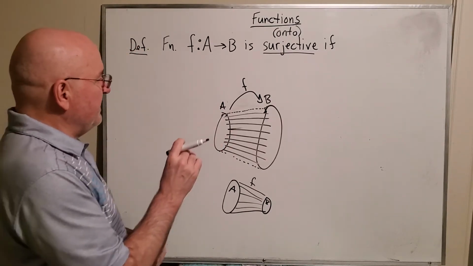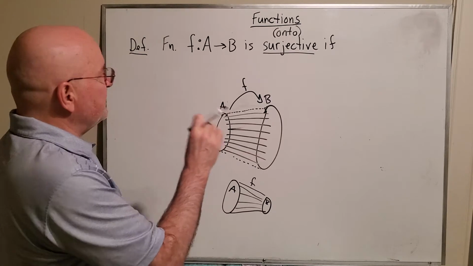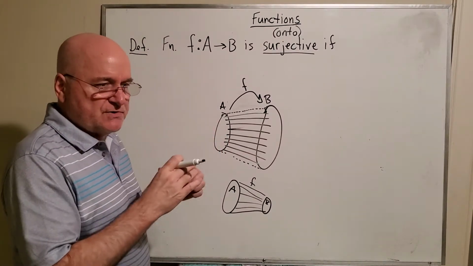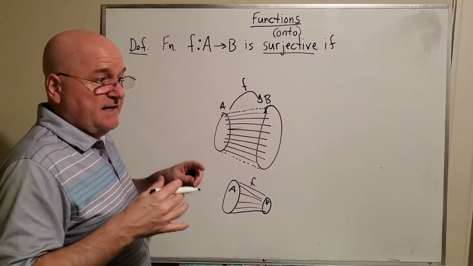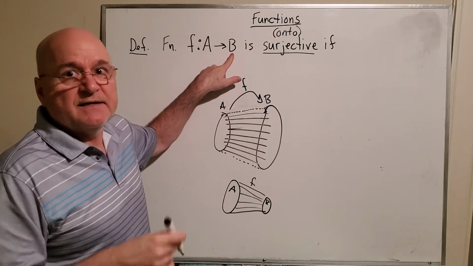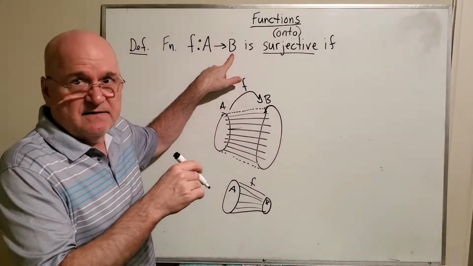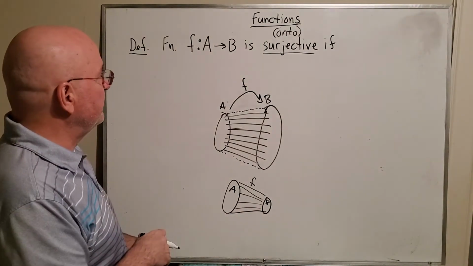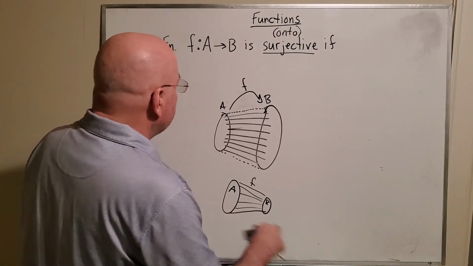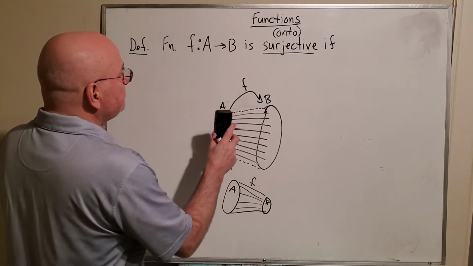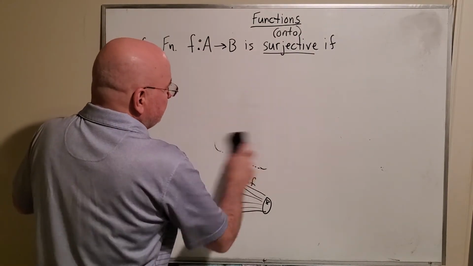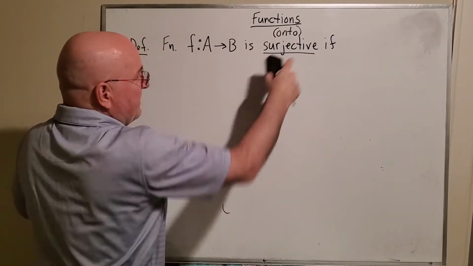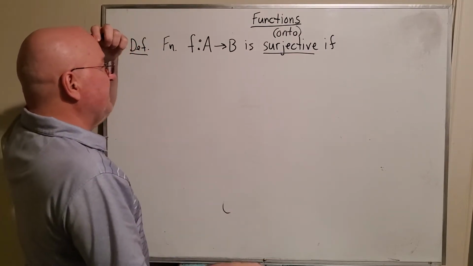Okay, how do I define that? F is onto or surjective. How do I say that every point in B gets mapped to by a point in A? I could write that out, but it's very wordy. Let's use a mathematical notation here. I'm not going to write it over there, just in case I run out of room.